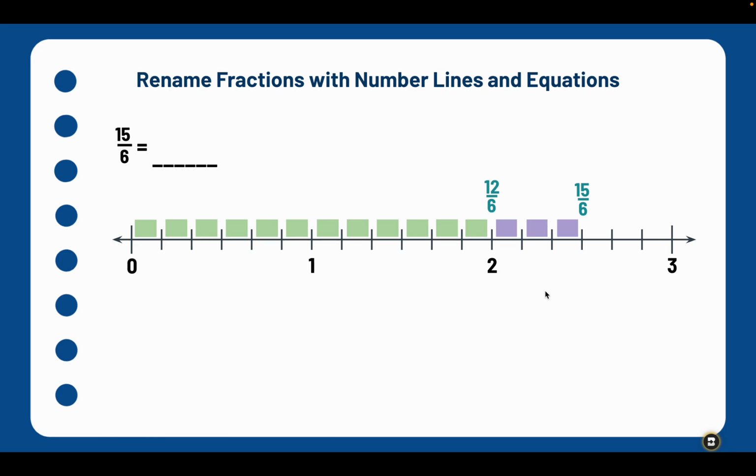15/6 is equal to 12/6 plus 3/6. We can rename 12/6 as a whole number, and in this case it's 2 whole. 15/6 is equivalent to 2 3/6.